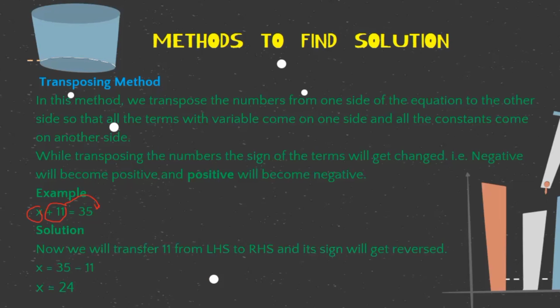I just explained two methods here. The first method is by adding, subtracting, multiplying, or dividing by a fixed number on both sides as required. And the second method is the transposing method. In the transposing method, you need to transfer the constant to one side and the variable to the other side to get the value of that particular variable. So these are the methods to find the solution of an equation.